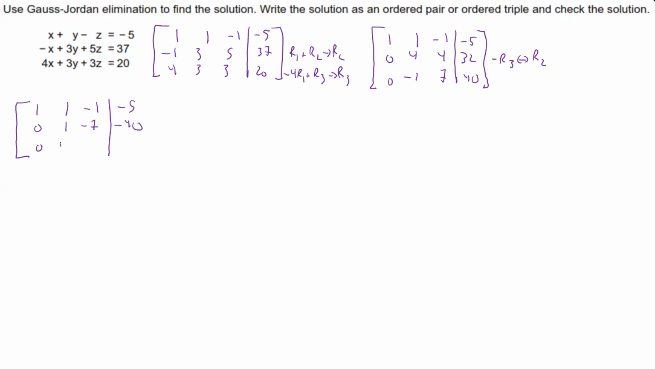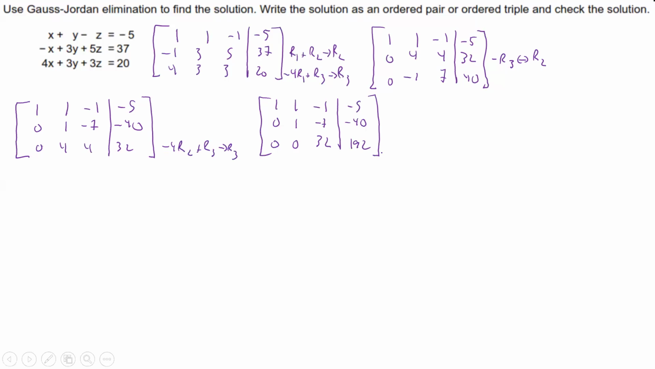And then we have 0, 4, 4, 32. Okay. Now I need to make this a 0, so I'm going to take minus 4 row 2 plus row 3 is my new row 3. And so I have 1, 1, minus 1, minus 5, and 0, 1, minus 7, minus 40, and 0, and that's going to be minus 4 plus 4 is 0. Then it's going to be 28 plus 4, so that's 32. That's going to be 160 plus that, so that's going to be 192. So big numbers here. Okay.